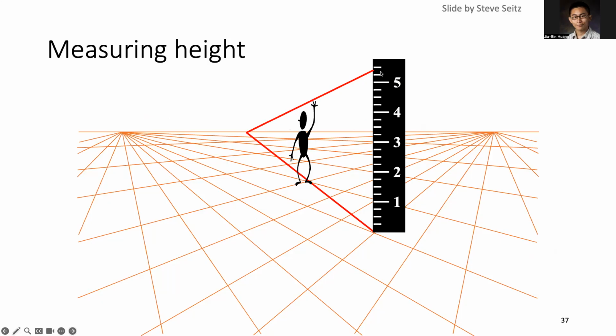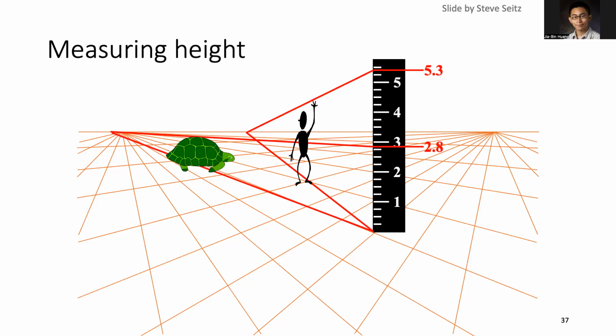Okay, so now you can read exactly what the physical height of this is, and you can do this with a single image. You don't need 3D or anything like that. Simply by knowing that the vanishing points are the convergence of parallel lines. So you can do other things. For example, you have a turtle here. You can also do the same thing, extend these lines, and then get this one.